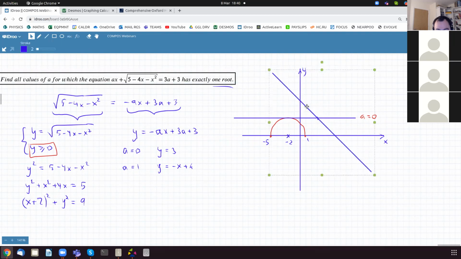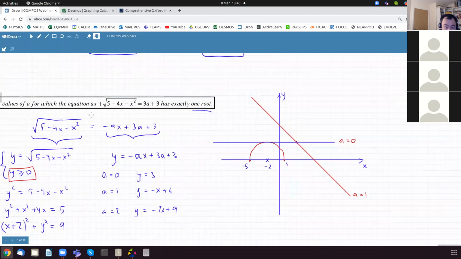Almost. So this is a equals 1. Let's see if we can notice any patterns here. Let's make a equals 2. Y is going to be minus 2x plus 9. And we can sketch that.